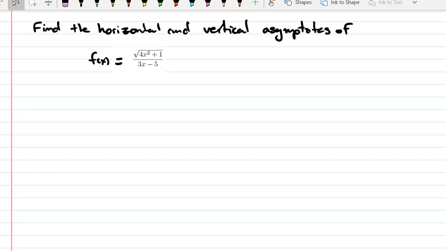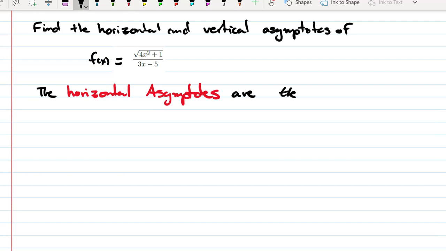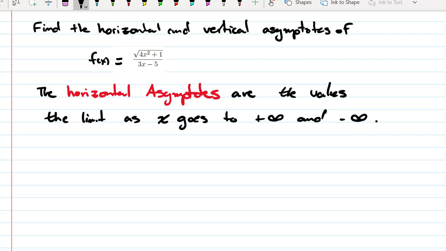All right, so we want to find the horizontal and vertical asymptotes of f of x equals the square root of 4x squared plus 1, all over 3x minus 5. So to find our horizontal asymptotes, we need to recall that the horizontal asymptotes are the values of the limit as x goes to positive infinity and negative infinity.